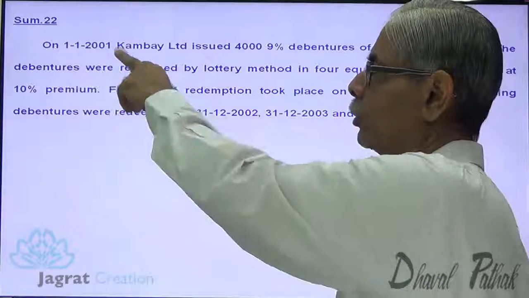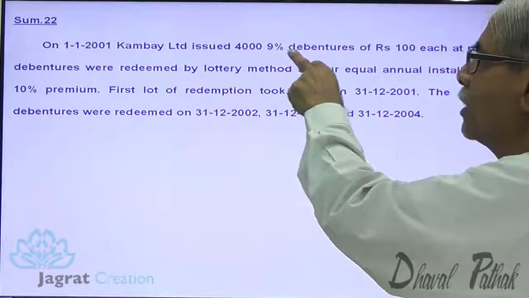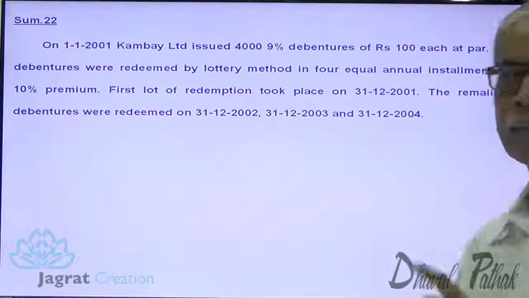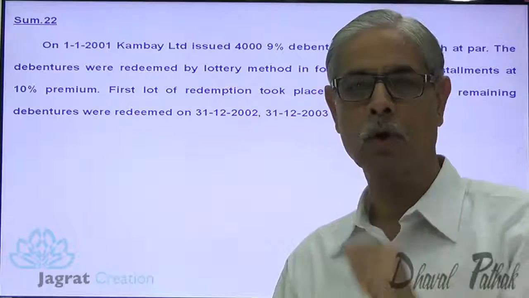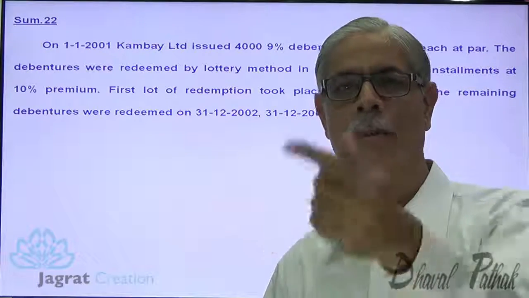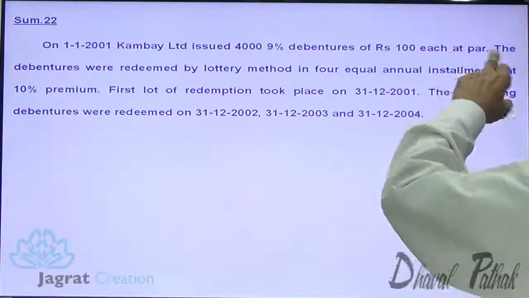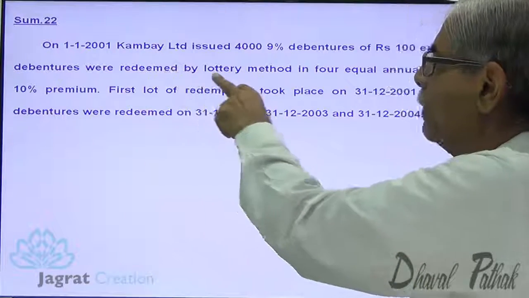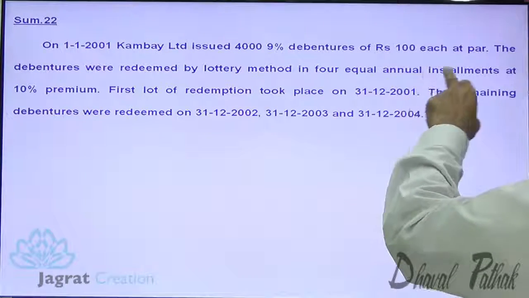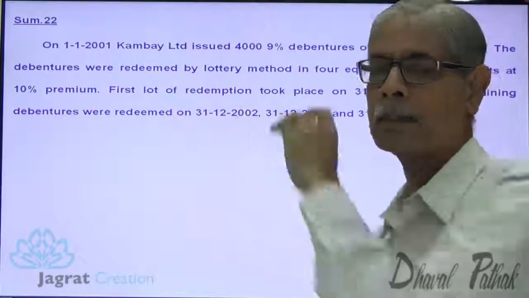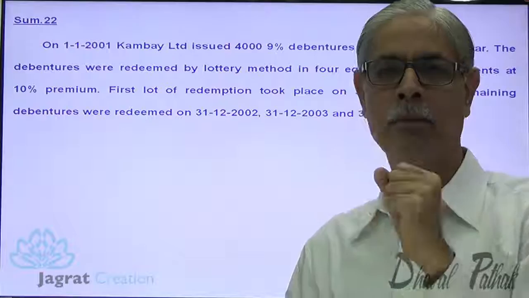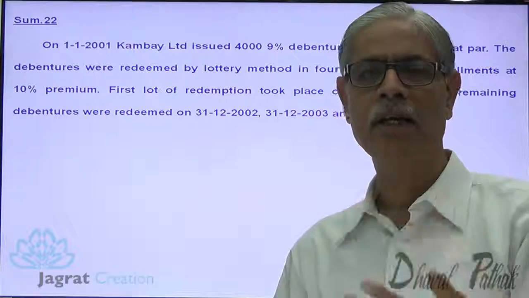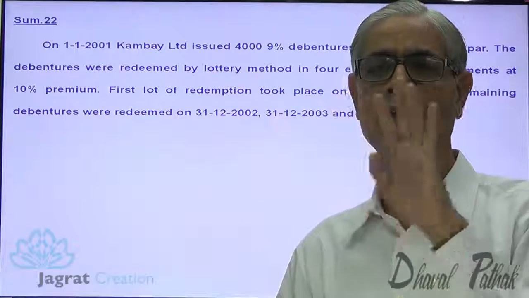On 1st of January 2001, Campbell Limited issued 4,000, 9% debentures of ₹100 each at par. So 4,000 into 100 is debentures issued of 4 lakhs. The debentures are issued at par. The debentures were redeemed by lottery method in 4 equal annual installments at 10% premium. So 4 lakhs is the debenture liability. That liability is to be redeemed in 4 equal annual installments.